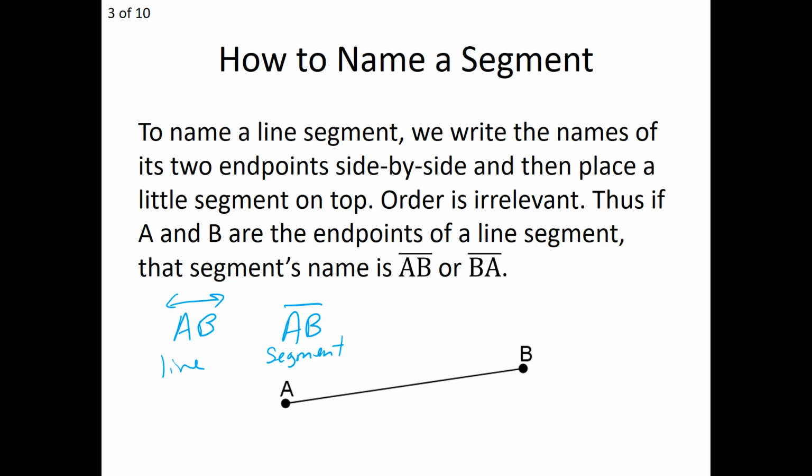Now, the order in which we choose our endpoints and how we name them is irrelevant. I could call this line segment AB or line segment BA. So with lines and line segments, order really doesn't matter in how we name them. But we're going to be really cautious when we get to rays and how we name rays, because we're going to see that order isn't always irrelevant.